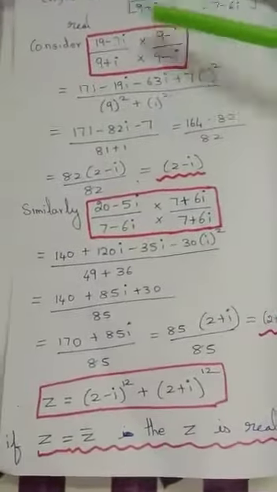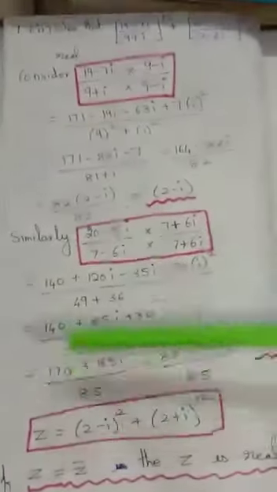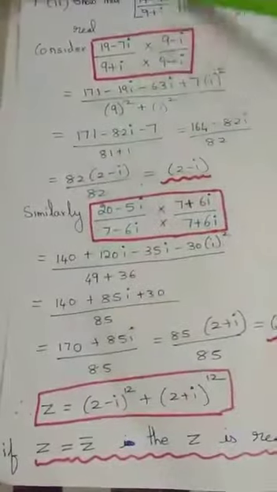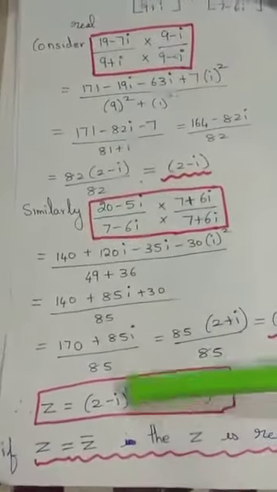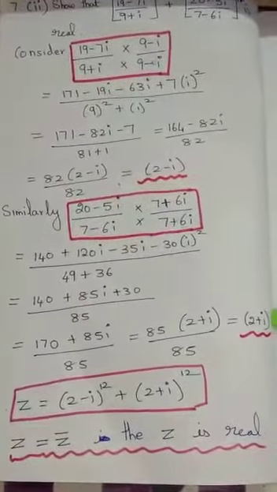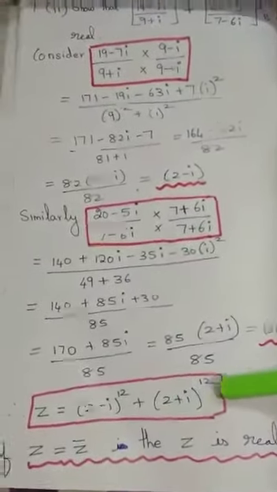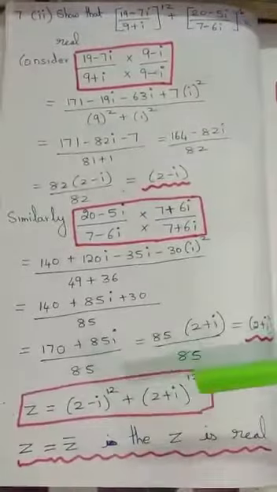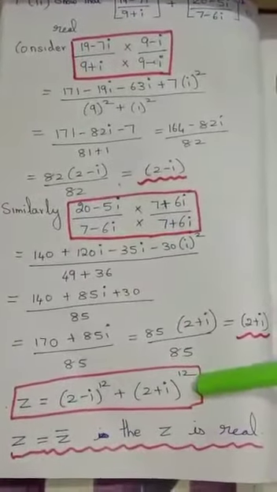Now let me rewrite the question. Z is equal to, first complex number was what? 2 minus i. They have given in the question the power is 12. The next complex number, what did we get? 2 plus i. They have given in the question the power is 12. So this is the given question. Now in this question you only have to show it is real.